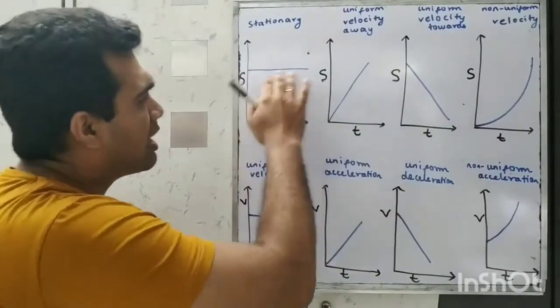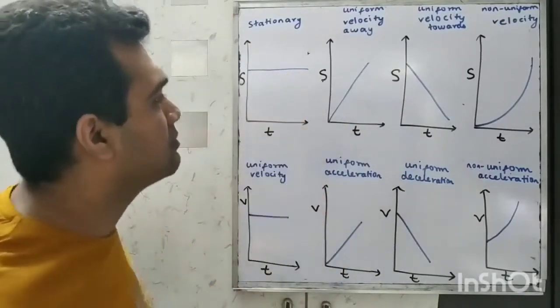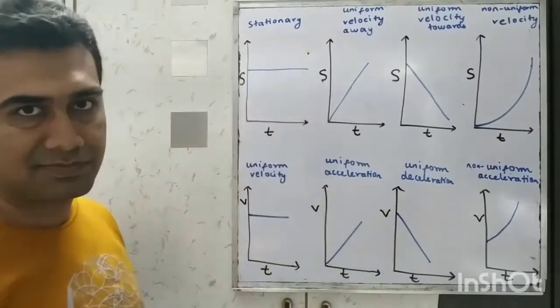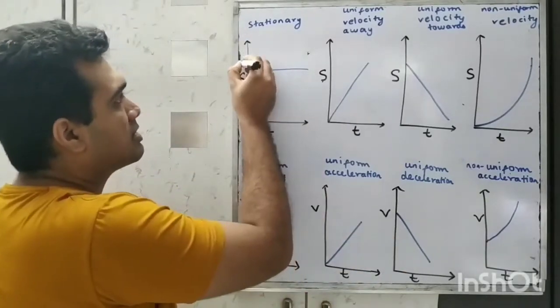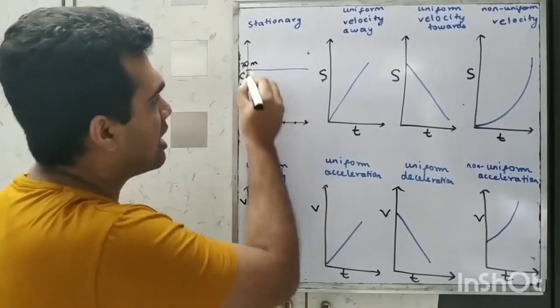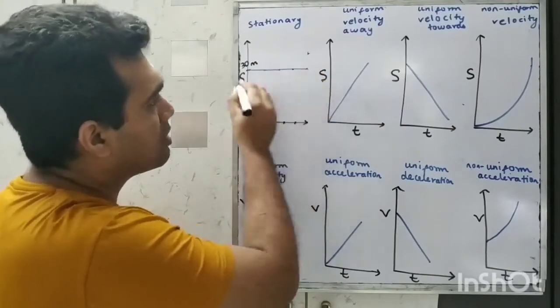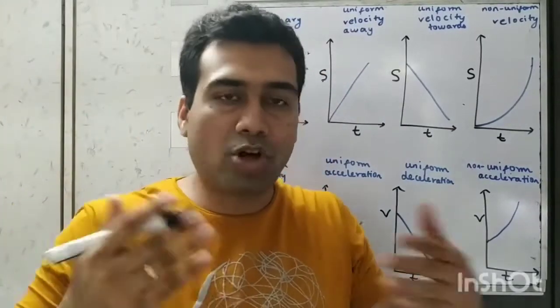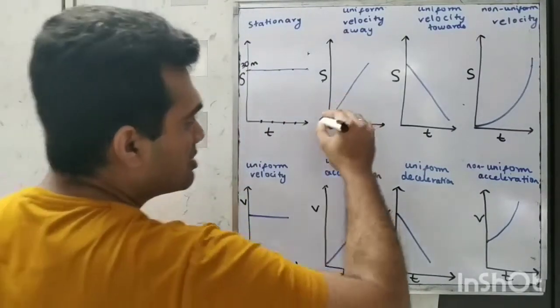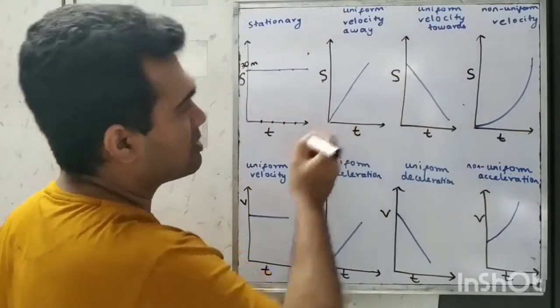When you see a horizontal line which is parallel to the x-axis, which is always taken as time, we can be sure that this object is stationary. Suppose the displacement here is 30 meters. So after every 1 second, or every unit time, the displacement continues to be 30 meters. That means it's not moving. It has zero velocity.